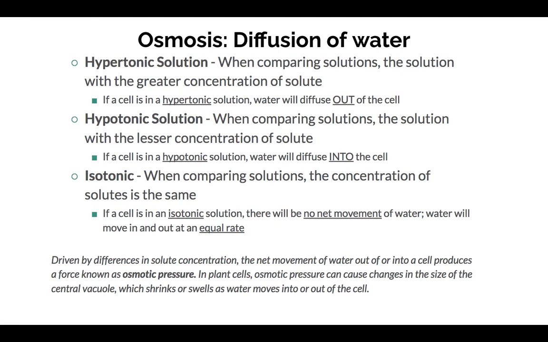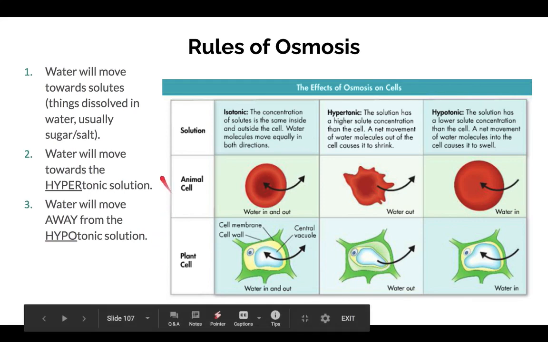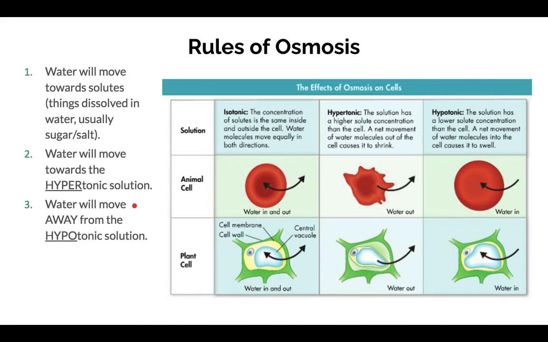Driven by differences in solute concentration, the net movement of water out or into a cell produces something we call osmotic pressure. In plant cells, osmotic pressure can cause changes in the size of the central vacuole, which shrinks or swells as water moves into or out of the cell. Here's a graphic of what those rules look like. Generally, water will always move towards solutes. Water will move towards a hypertonic solution, and water will move away from a hypotonic solution.